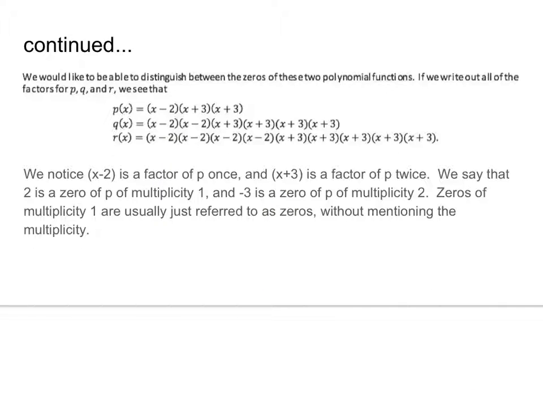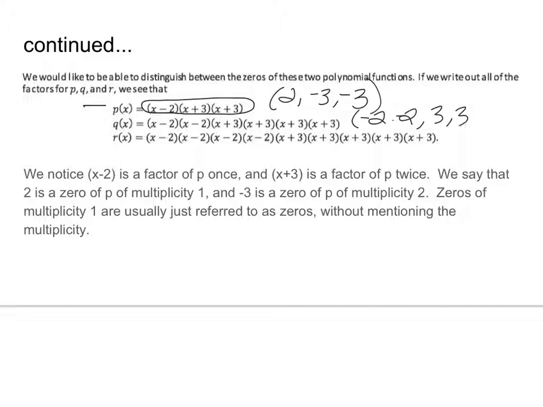Awesome. All right, we would like to be able to distinguish between the zeros of these polynomial functions. If we write out all the factors for p, q, and r, we see that for p of x, that's our totally factored form. So we have our solutions of 2, -3, and -3. So -3 actually occurs twice.